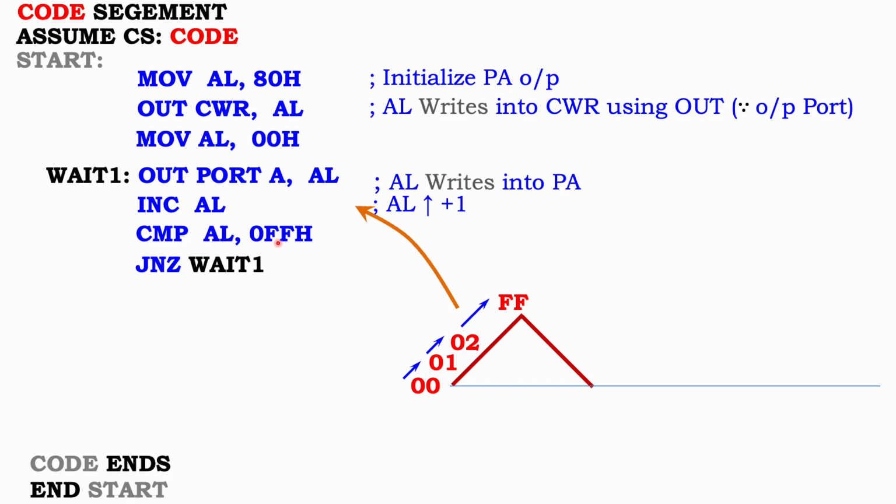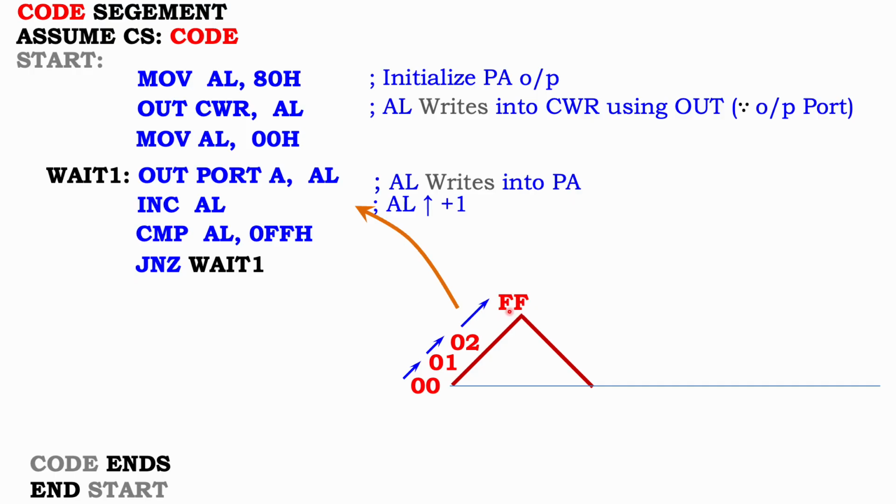What happened now? It is not equal. Jump if not zero. If there is no zero, what happens? This loop is repeated one by one with the increment 1 by 1. So first increment is 1, second increment is 1 plus 1, 2, third increment 2 plus 1, 3. Like that this loop keeps increasing until it reaches the highest value of FF.